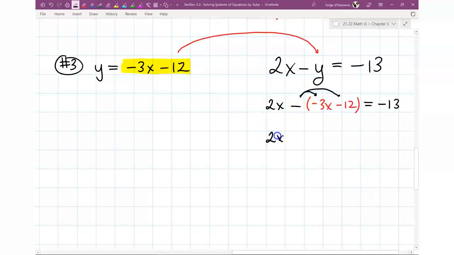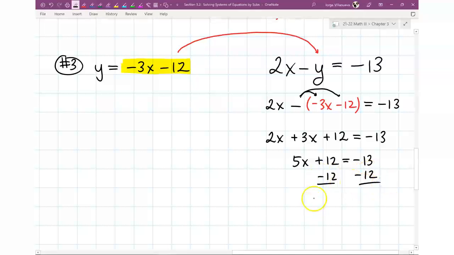So this is 2x plus 3x plus 12 equals negative 13. Okay, 2x plus 3x, what does that give me? 5x plus 12 equals negative 13. To solve for x, what do I move? Subtract 12, all right, good, both sides. What does that give me on the right side? All right, negative 25, thank you.